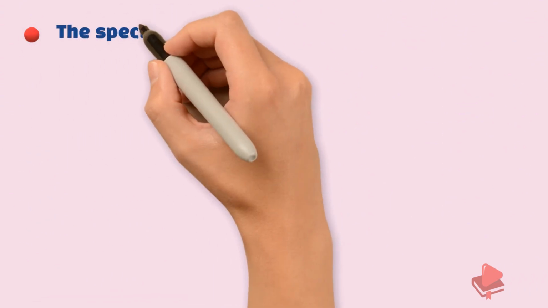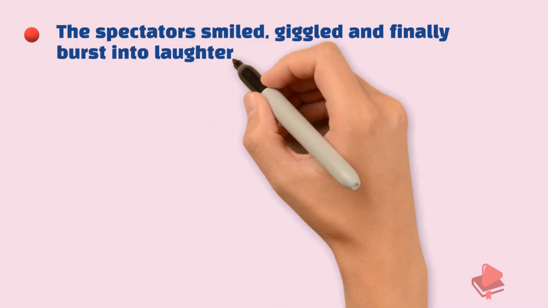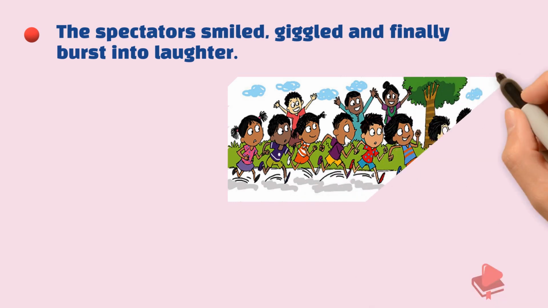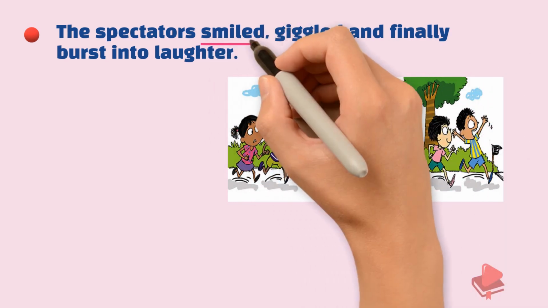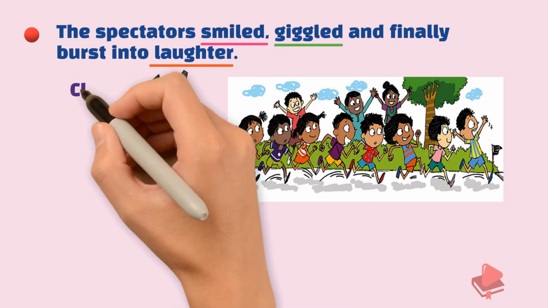Let's see one more example. The spectator smiled, giggled, and finally burst into laughter. The expression of joy of the spectator is arranged in a sequential order. That is, first he smiled, then he giggled, and finally he burst into laughter. This is an example of climax.